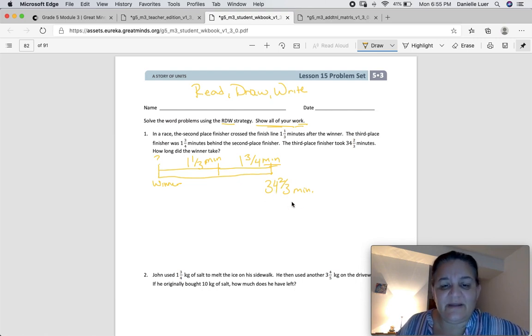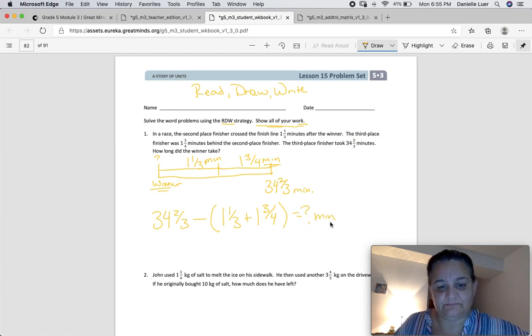So this is the number that I'm starting with. This is the big number. So 34 2/3 minutes minus, and then I want to add those together, 1 1/3 plus 1 3/4. And that's going to give me the winner's time, okay, in minutes. Now that I have my drawing and I have my equation, my expression, I can solve the problem. So always, always tackle what's inside parentheses first.